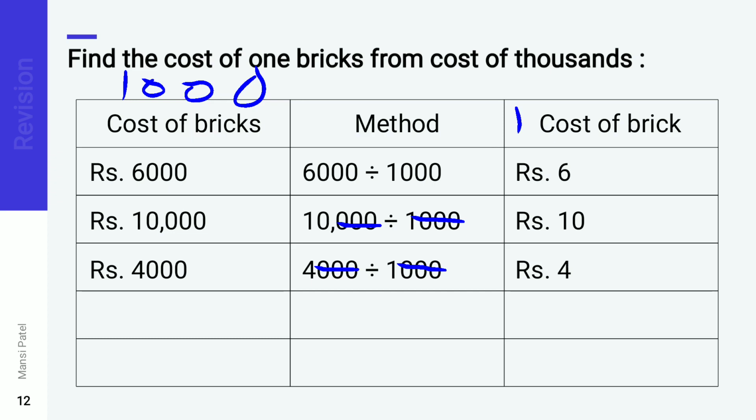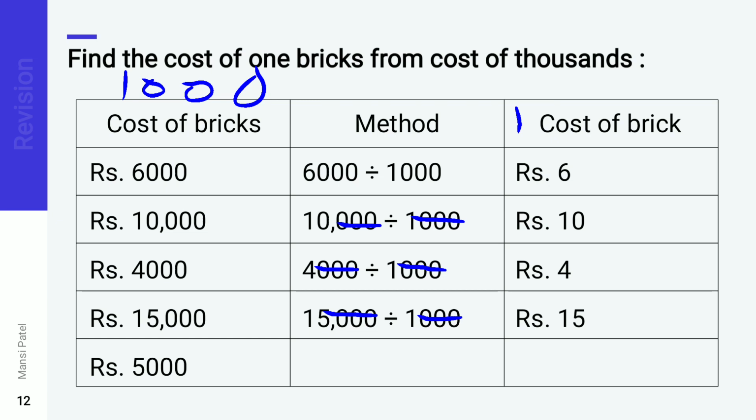Then after that, 15,000. This 15,000 is the cost for 1000 bricks. So now here you have to do the division of 15,000 divided by 1000. So 3 zeros and 3 zeros are cut. So what is the remaining? Rupees 15 is the remaining. So we can say that the cost of one brick is rupees 15.